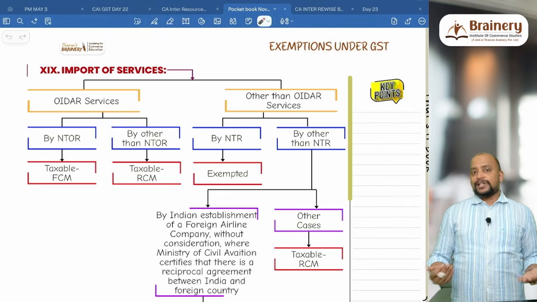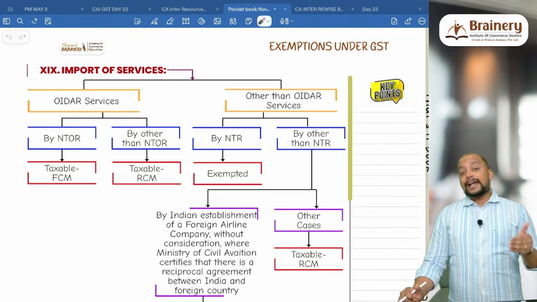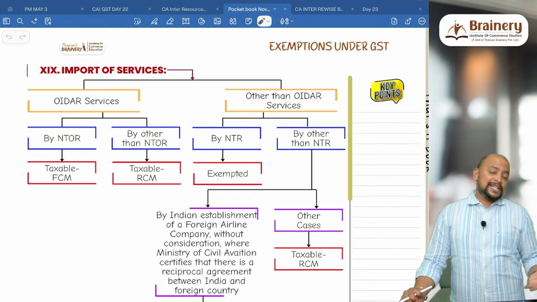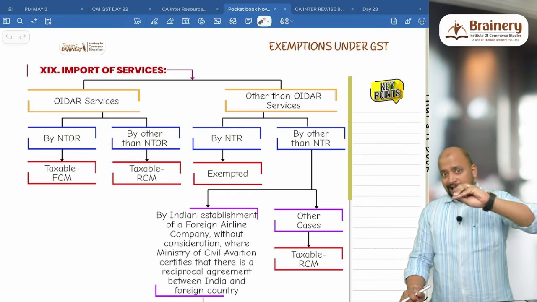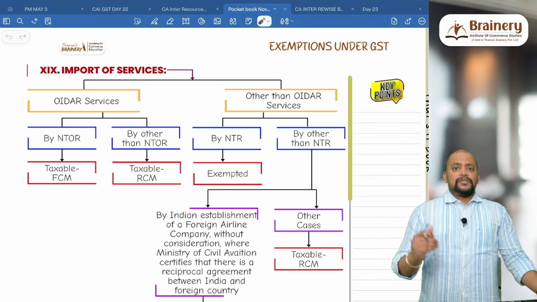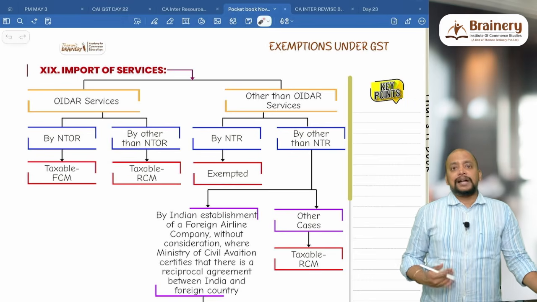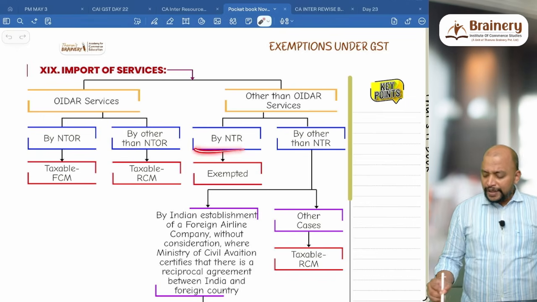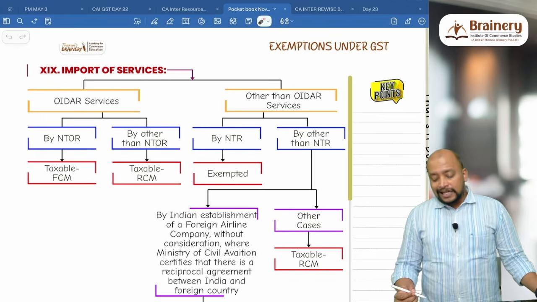And who will pay GST? If it is imported by non-taxable online recipient, the liability to pay GST is on supplier under FCM. If it is imported by other than non-taxable online recipient, then it will be taxable under RCM. Whereas other than OIDR services, if imported by non-taxable recipient, then it is exempted.